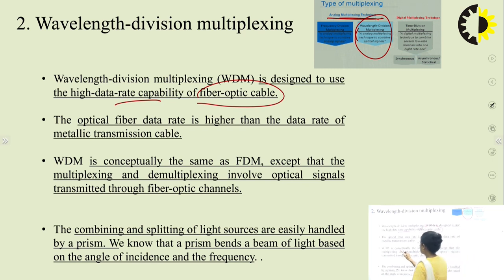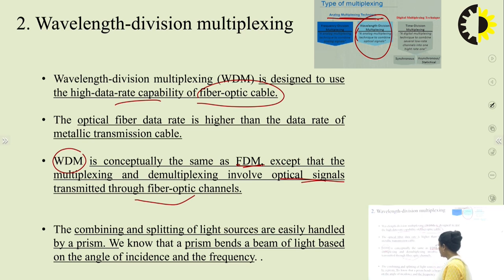Conceptually, we can say wavelength division multiplexing is quite similar to FDM, but the difference is that, unlike the signals associated with frequency division multiplexing, here we are involved with optical signals that are transmitted through fiber optic channels. The technical method of realizing it is different because we are working on light signals, unlike the electromagnetic signals in FDM. Now the next question is, how do you go for multiplexing and demultiplexing in wavelength division multiplexing?